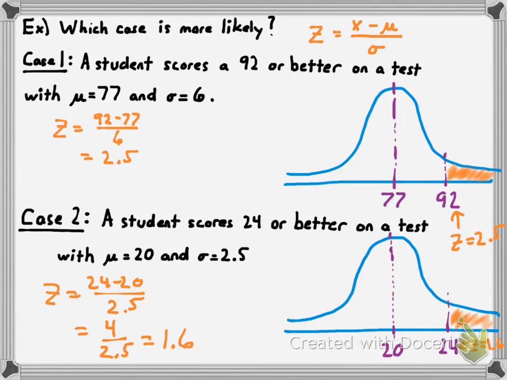So case 2 is more likely, just from a pure probability standpoint, which is what you're asking whenever you're talking about whether something's more likely, right? Okay, let me give you a couple more examples of how z-scores can be used.